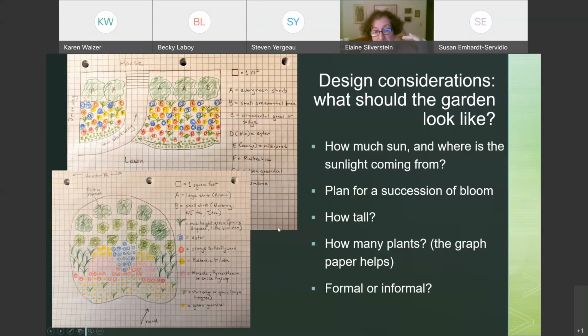So those are all the different things that you look at when you design a garden. There is very sophisticated software that you can use to do this, but you can do it very simply, like this, on graph paper.